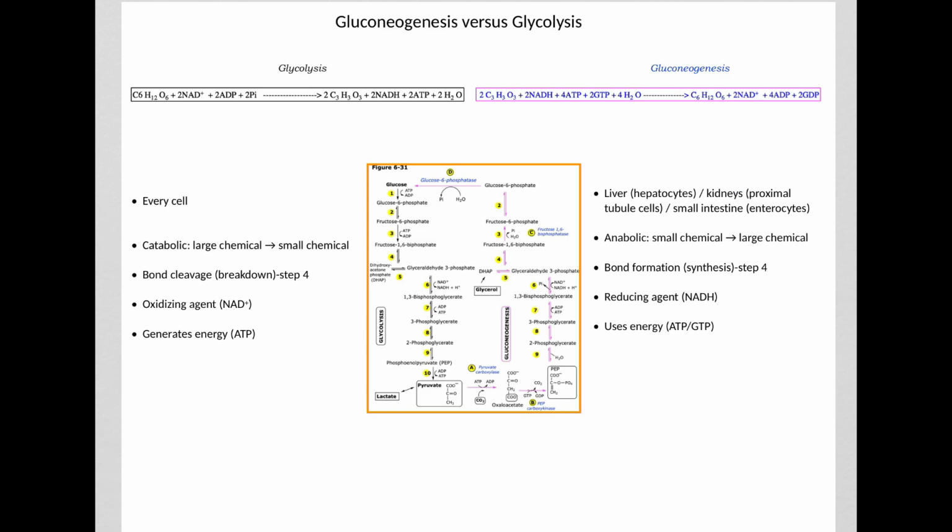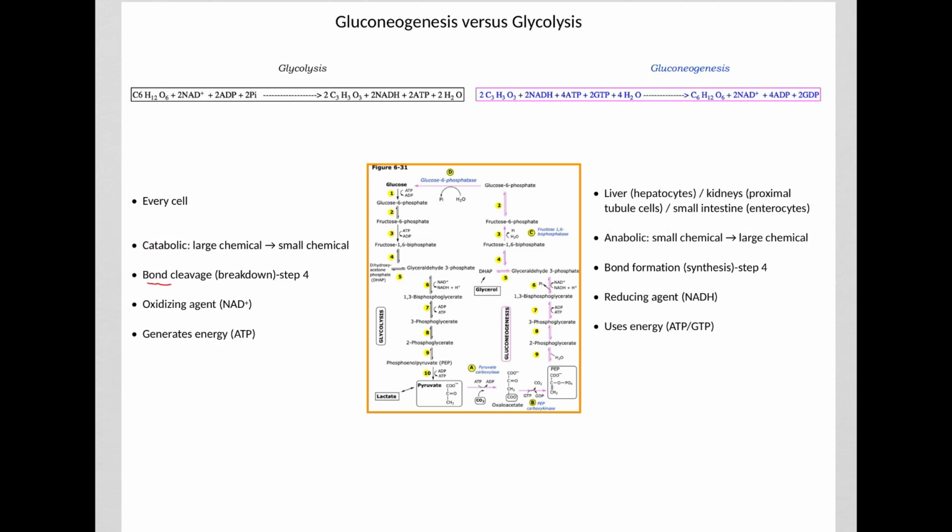Glycolysis is a catabolic pathway where a large chemical is broken into smaller chemicals. In case of glycolysis, the large chemical is glucose, which is broken into two smaller chemicals, pyruvate. Gluconeogenesis, on the other hand, is an anabolic pathway. An anabolic or synthesis pathway is one where smaller chemicals combine to form a larger chemical. So in case of gluconeogenesis, two small chemicals, two pyruvates, combine to form one glucose.